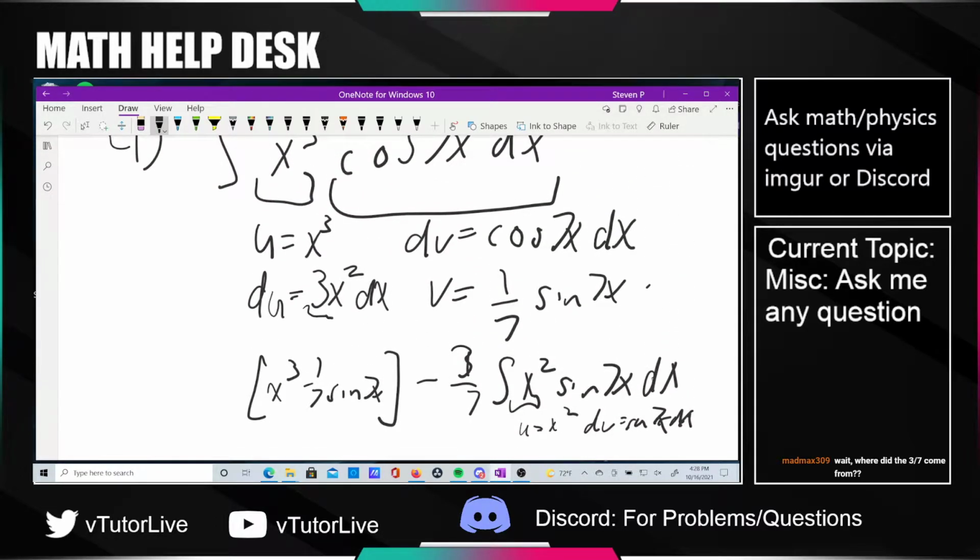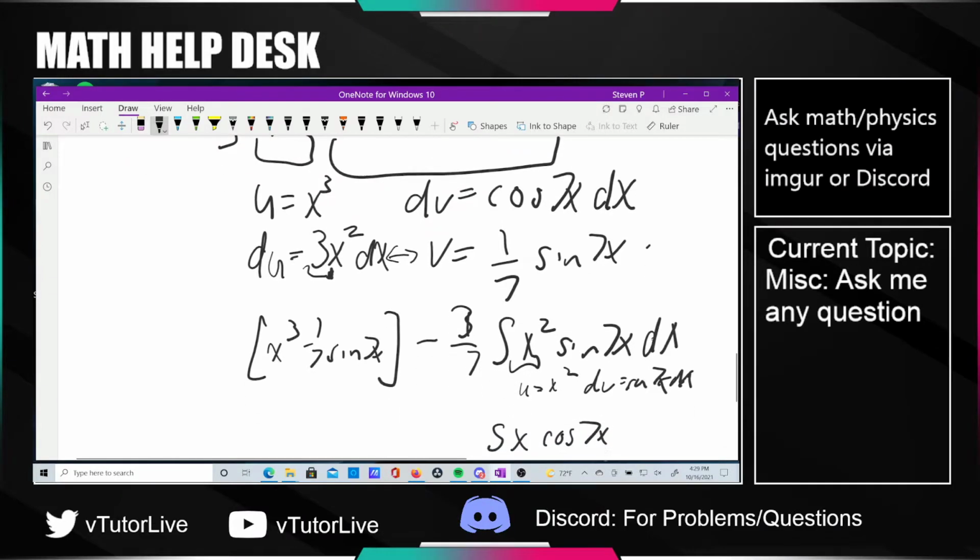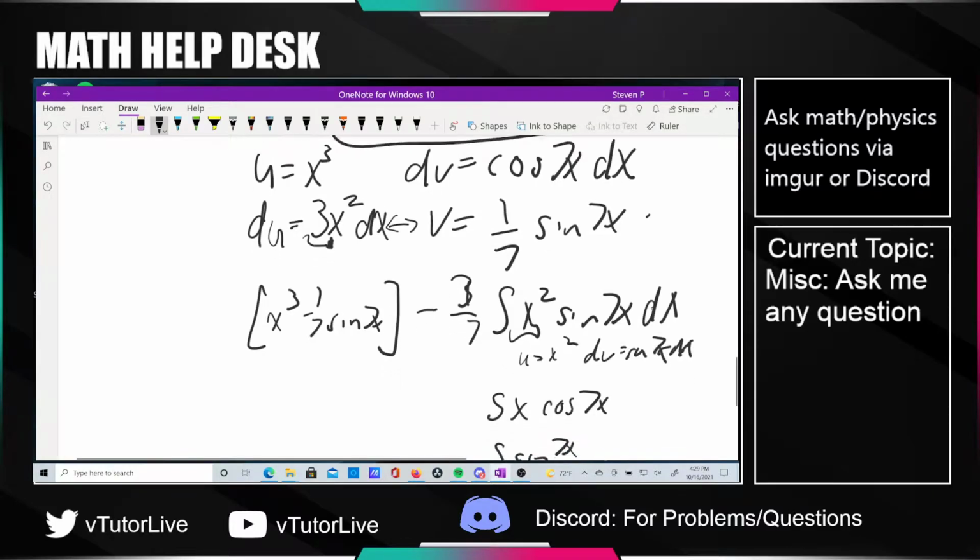Where did the 3/7 come from? Well, the 3 came from over here when we took the derivative of x cubed, and the 1/7 came from integrating cosine of 7x, right? So when you do your v du pair, when you integrate v du, you have to multiply these 2 together, right? So you get a 3 and a 3/7 popping out in front.